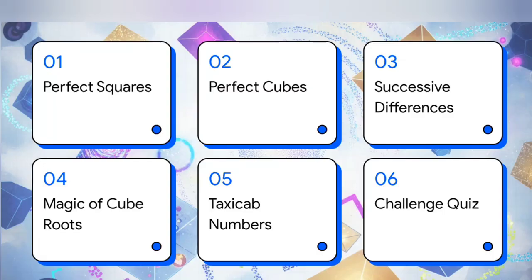Okay, so here's our roadmap for today. 1. Secrets of perfect squares. 2. Discovering perfect cubes. 3. Successive differences and patterns. 4. The magic of cube roots. 5. Ramanujan and taxicab numbers. And finally 6. The final challenge quiz. Let's just jump right in.